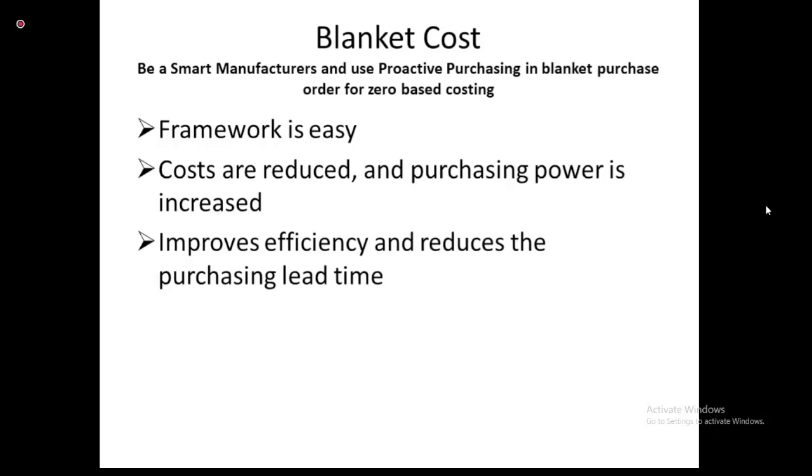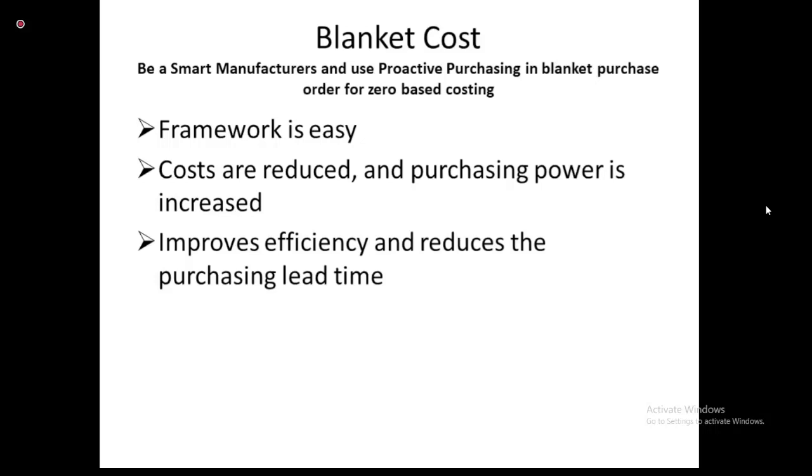So if there is inflation in the charges, in the labor, or in material procurement, it won't affect the cost of the product. This blanket purchase order is being implemented in almost all organizations and it is giving the supply chain a very good platform.